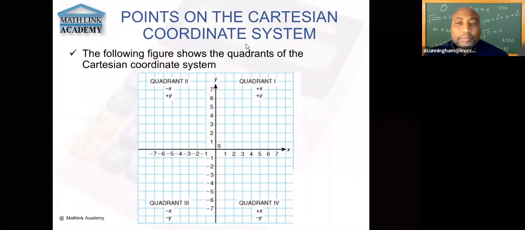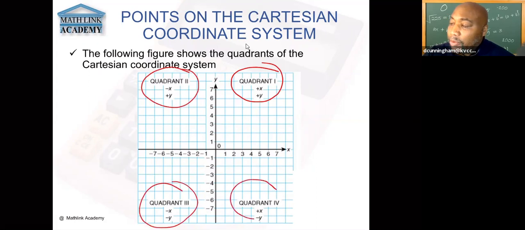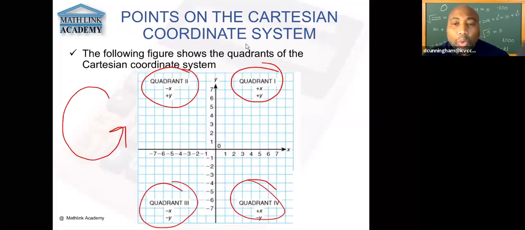So in this particular slide, we see here we have an x-axis, and notice how they label the x-axis as the horizontal line and the vertical axis as the y-axis. With that, it gives us four quadrants. In this case, we call this quadrant 1, and quadrant 1 is right here, 2, 3, and 4. It goes counterclockwise for our quadrants: quadrant 1, quadrant 2, quadrant 3, and quadrant 4.